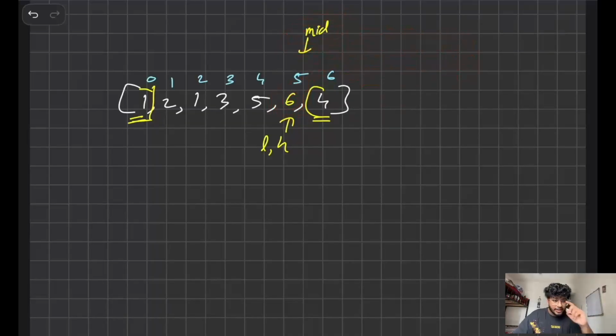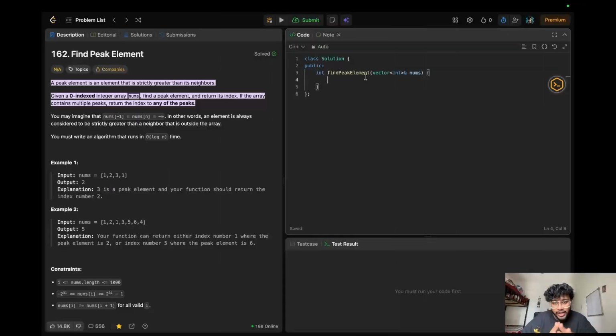So yeah, that's it in terms of example. Let's code it to understand it better. So let's move to the code. So before we code any binary search, let's consider our edge cases. Let's write down our edge cases, and then we can have our search space reduced down just by 1.